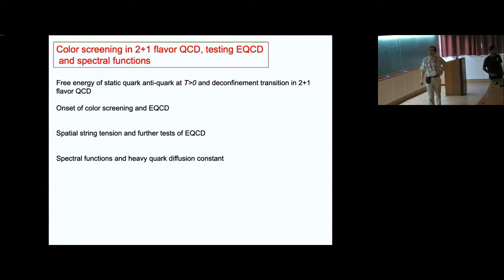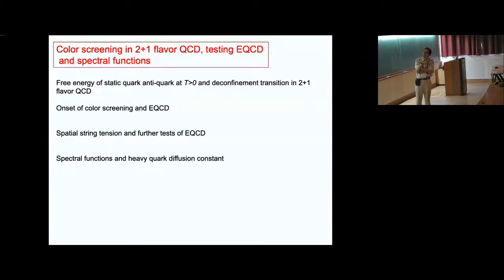So in the very first lecture, I discussed that one of the fundamental properties of Quark-Gluon Plasma is screening of color charges. So in today's lecture, I will discuss this feature of Quark-Gluon Plasma, discussing color screening in 2+1 flavor QCD. As we will see, understanding of color screening is closely related to the effective field theory at high temperature, namely the electrostatic QCD.